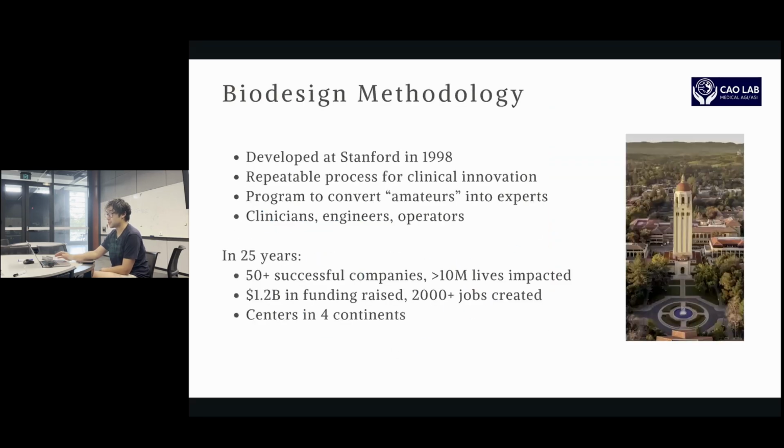Okay, so let's discuss some biodesign basics. The biodesign methodology was developed at Stanford University almost 27 years ago. And it's a repeatable process for clinical innovation, right? So it was basically a bunch of entrepreneurs who were very successful and they got together and they were like, hey, we're doing the same thing, right? We keep on doing the same thing over and over again, right? So why don't we sit down for a few hours, figure out exactly what the common principles are, and then teach this as a course at Stanford, right?